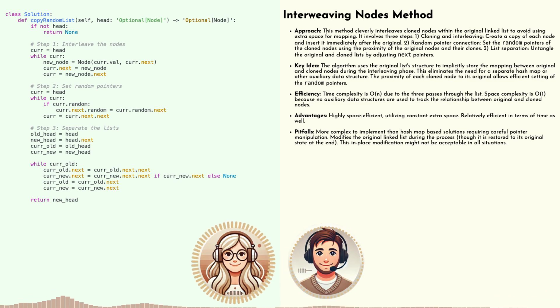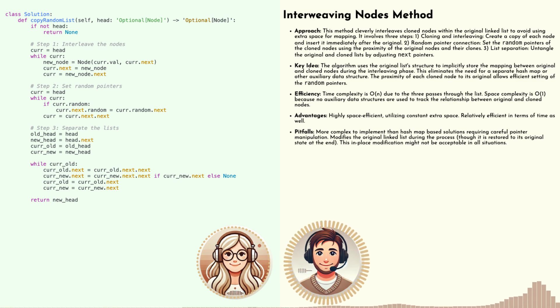You got it. If you had A, B, C as your original, it's going to become A, A prime, B, B prime, C, C prime. So A prime, B prime, C prime are the new copies that we've created. Okay, and I see how that helps us, because now if we're at node A and we know its random pointer points to C, we know that the copy of C, C prime, is right after C in our interwoven list. Exactly. So to set the random pointer for A prime, we can just go A.random.next. We follow A's random pointer to C, and then we take one more hop over, and now we're at C prime. Wow. So no need for the hash map.